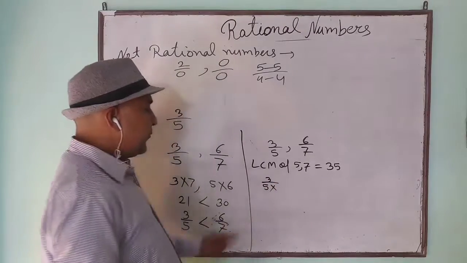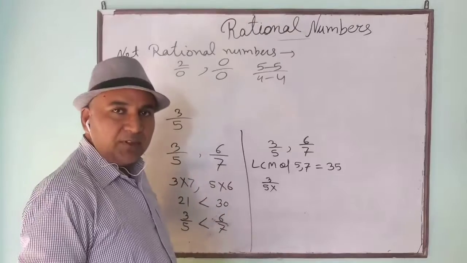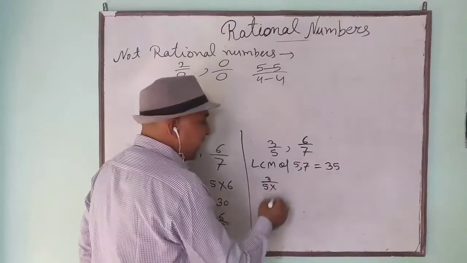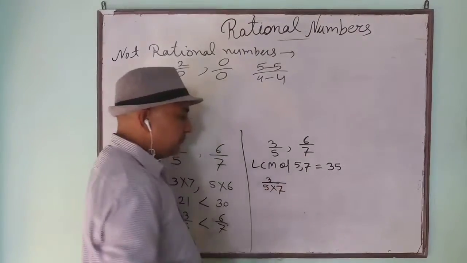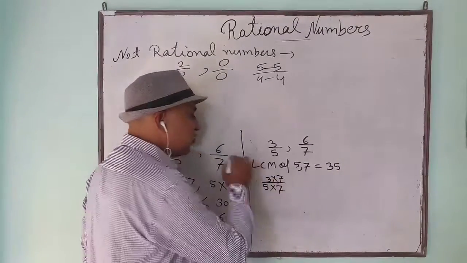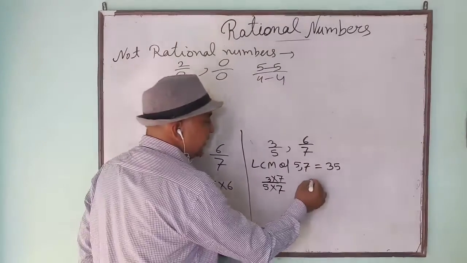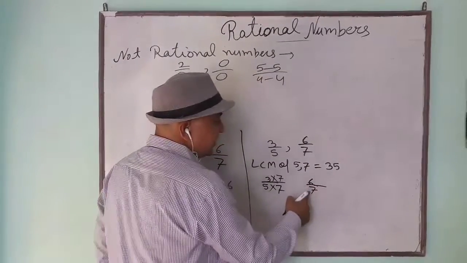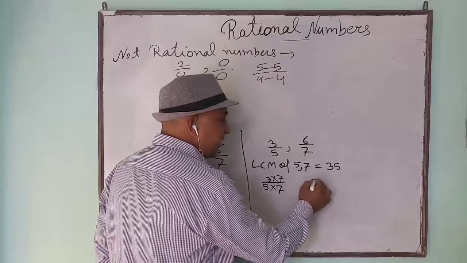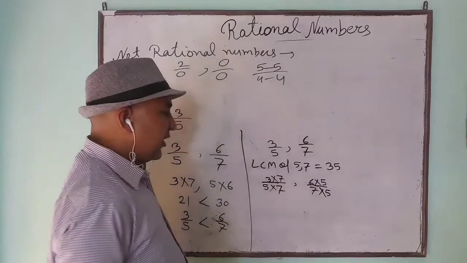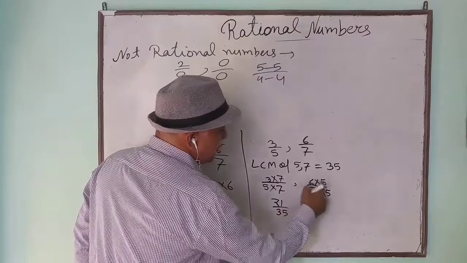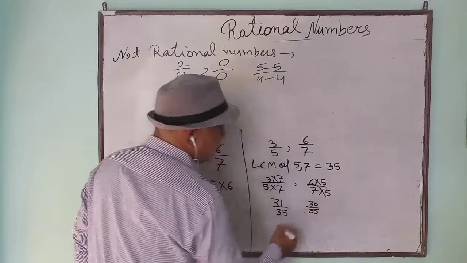Now tell me, if you want to make 5 into 35, then what will you do? Have you remembered? It will be multiplied by 7. 5 into 7 is 35. But at the same time, the numerator is also multiplied by 7. And do the same in the right hand side number also. 6 by 7: 7 is multiplied by 5, then it will become 35. And at the same time, the numerator is also multiplied by 5. Now solve it. 7 into 3, 21 upon 35. 6 into 5 is 30 upon 35.